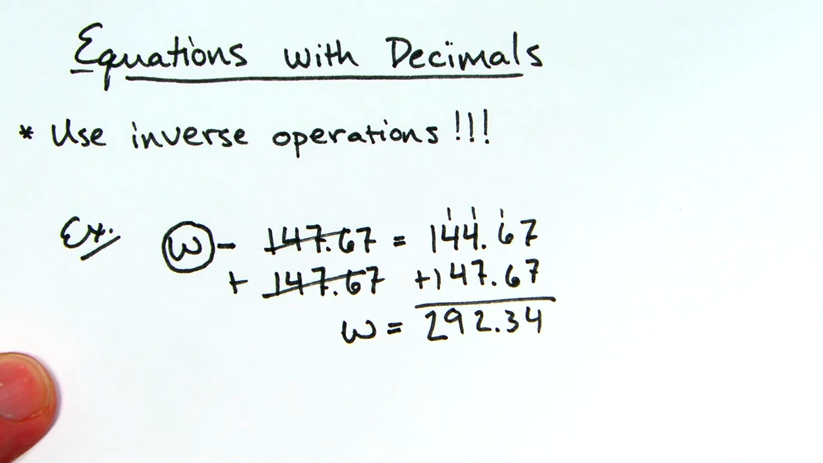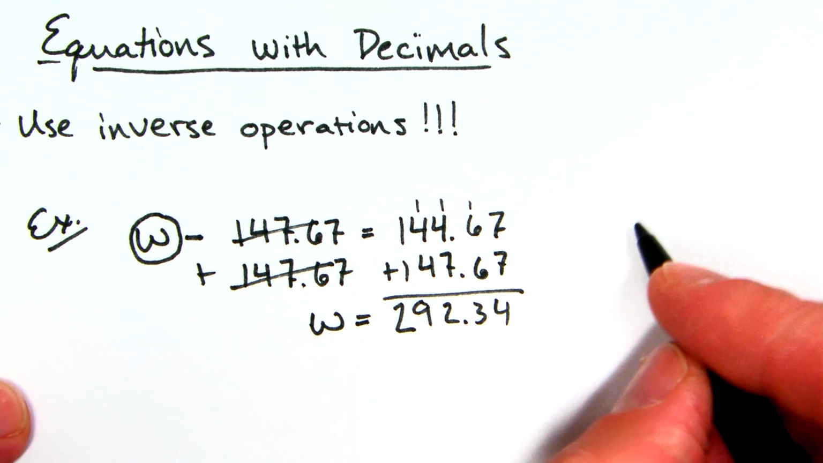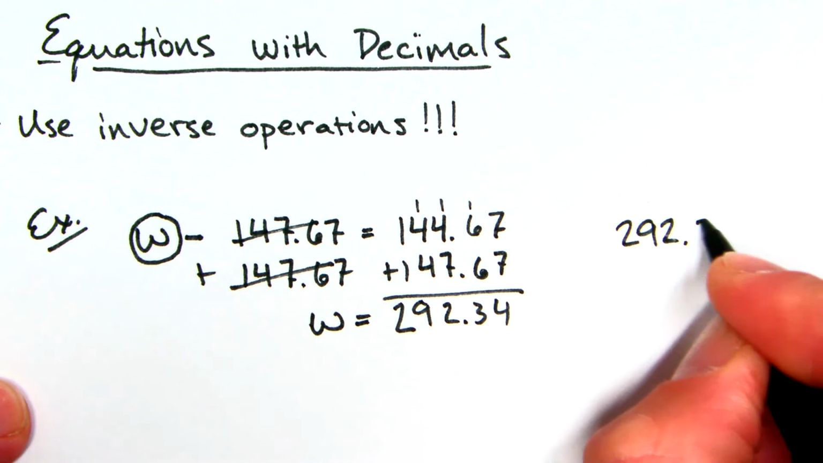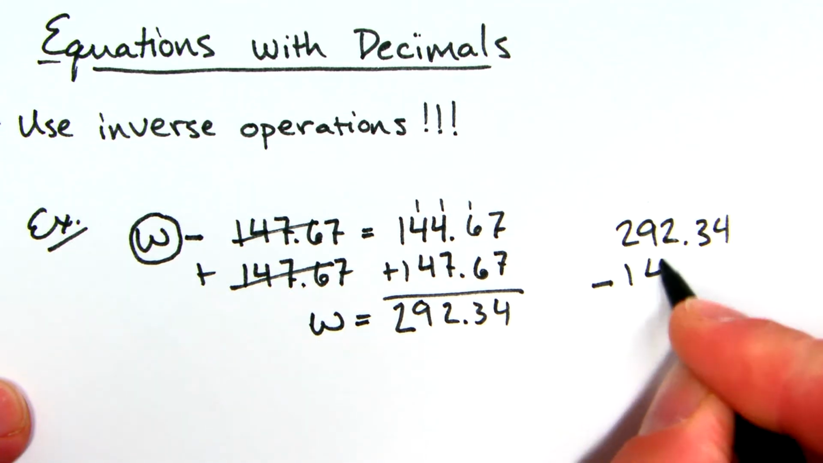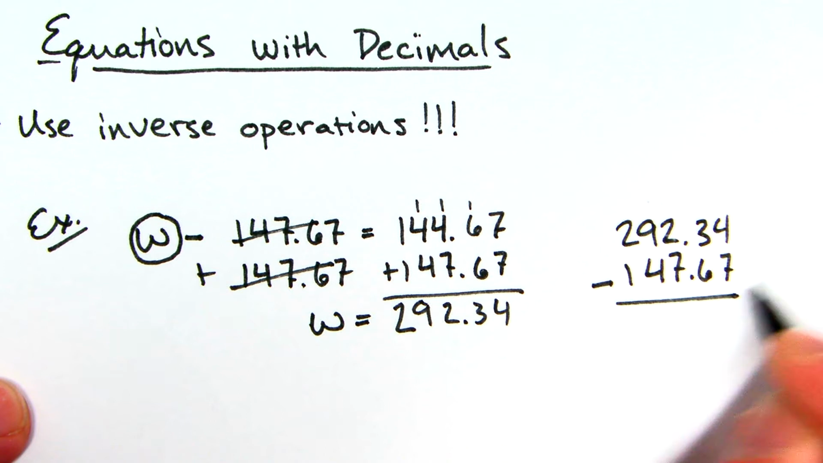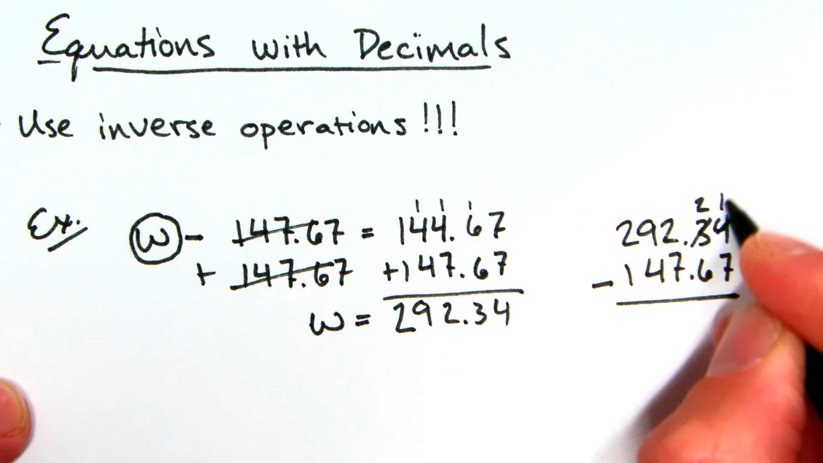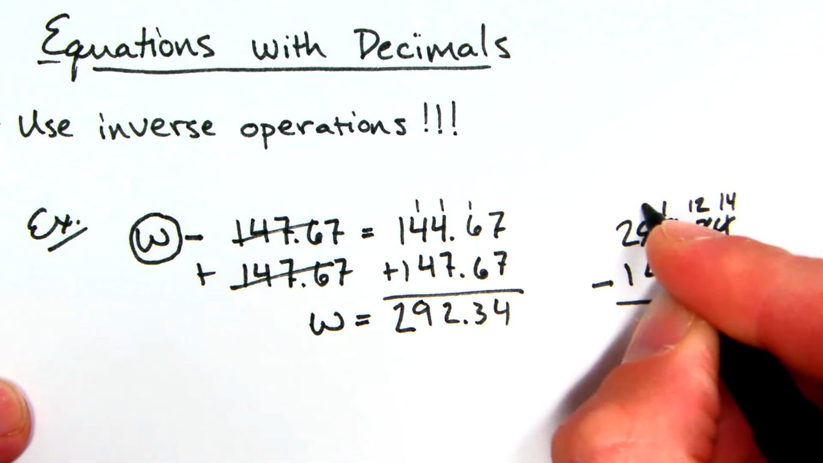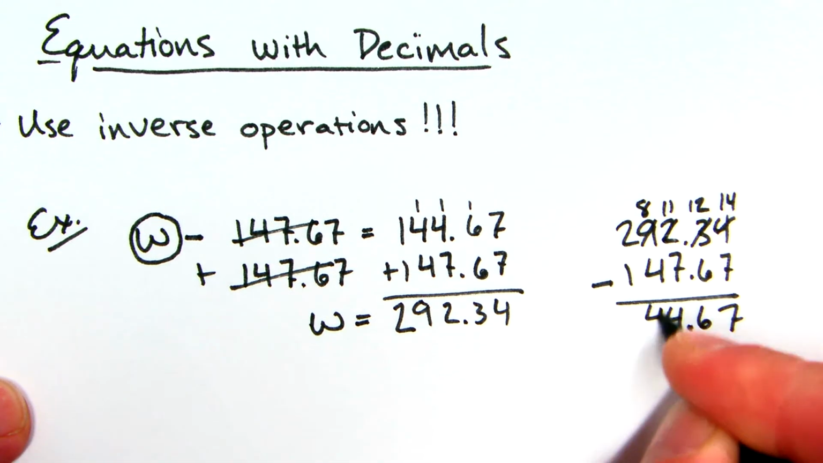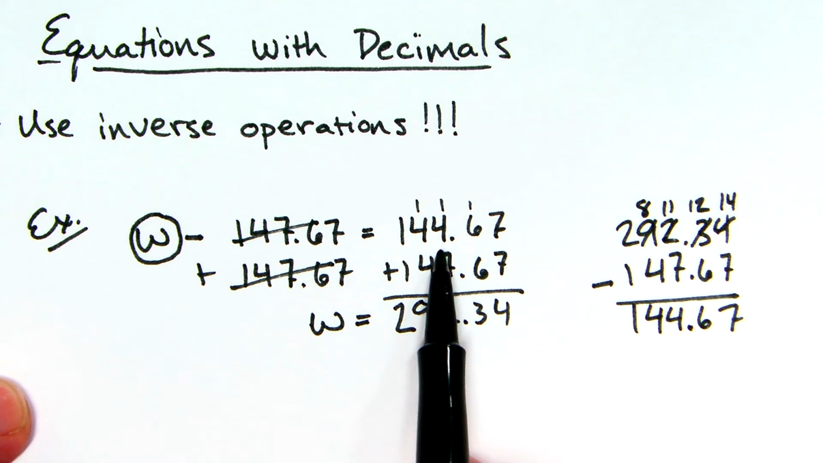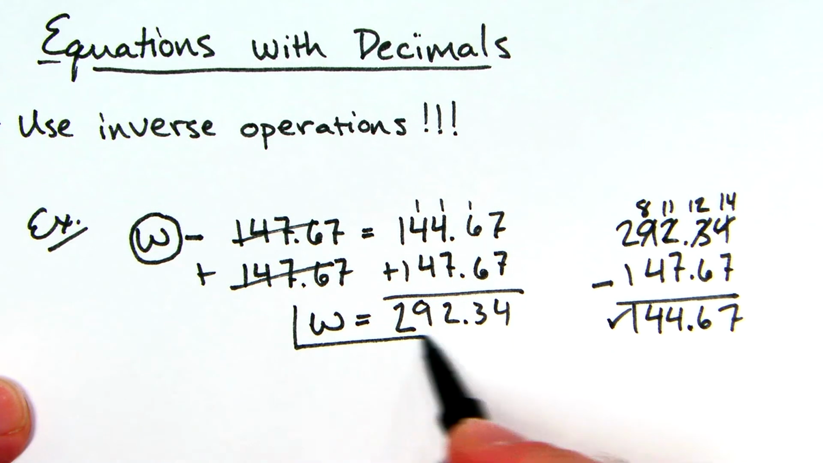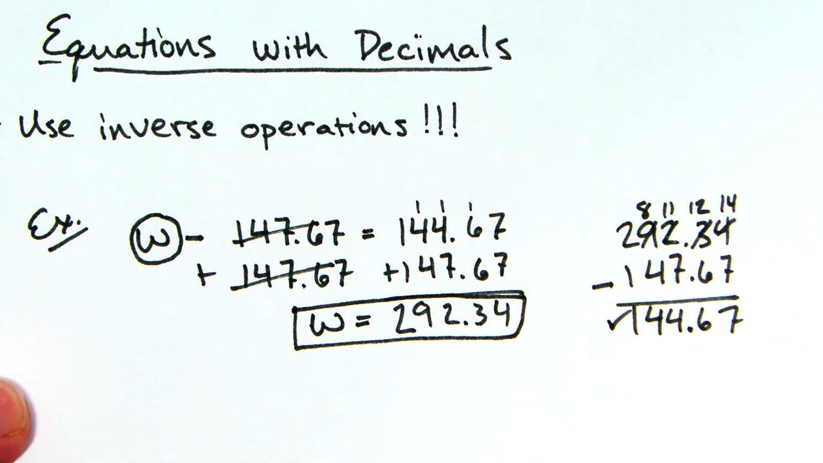Let's double check to make sure. We're going to plug this value back in for w. We're going to take 292 and 34 hundredths and subtract our 147 and 67 hundredths. A little bit of math to do here. Bring down our decimal point. Lo and behold, 144 and 67 hundredths. Looks like we got it right. So w does equal 292 and 34 hundredths. Let's do another example.